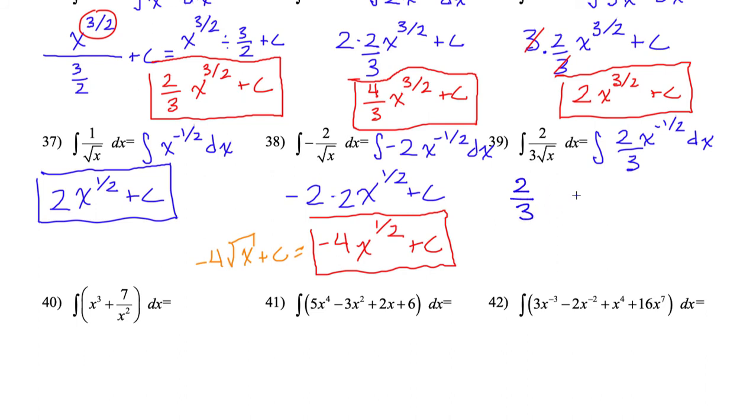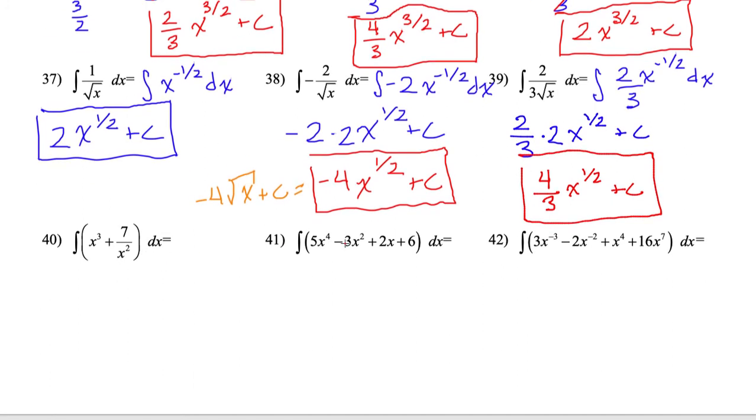2/3, I'm going to leave some space, x to the power of, it was negative 1/2, I add 1, I get positive 1/2. Divide by 1/2 is the same thing as multiplying by 2. Multiply by 2. And don't forget our plus c. Reducing 4 times 4. So I have 4/3 x to the power of 1/2 plus c. Final answer, box it.